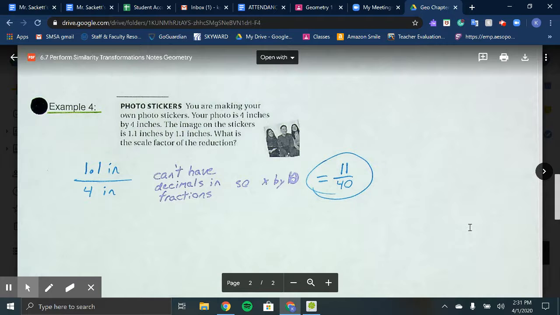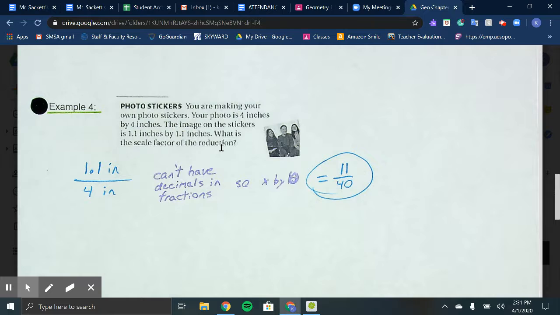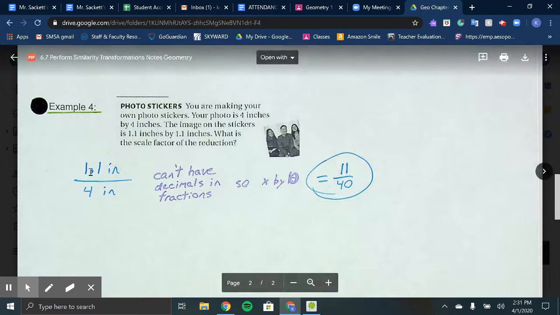Because they told me reduction, I know that my scale factor needs to be less than 1 because it got smaller, or reduced. So that tells me I need to take one of the sides off the new sticker because it's smaller, so the 1.1 inches, over one of the sides off the original photo of 4 inches. So I just set it up as 1.1 over 4.